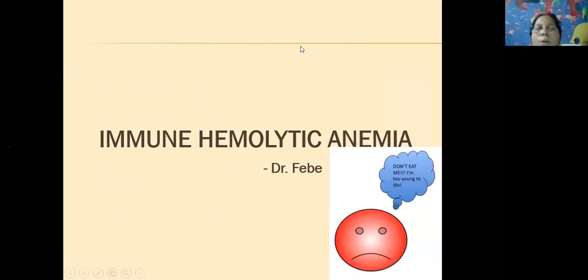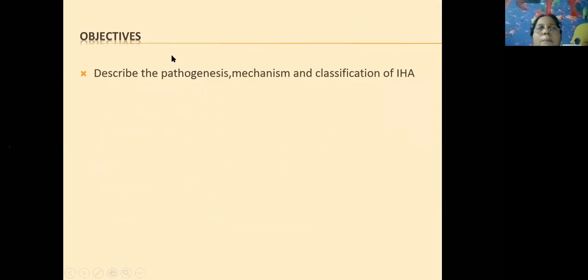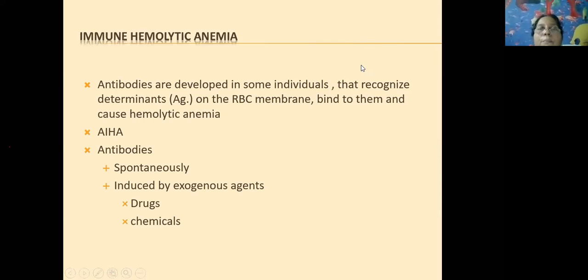And the immune hemolytic anemia, only 5 slides are there. I'll finish that also. So describe the pathogenesis, mechanism, and classification of immune hemolytic anemia. What is immune? All of you know. Antibodies are developed in some individuals that recognize some antigen on the RBC membrane and bind to them and cause hemolytic anemia. It is otherwise called autoimmune hemolytic anemia.